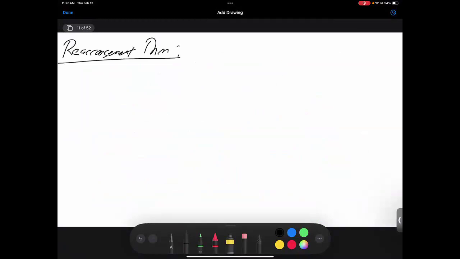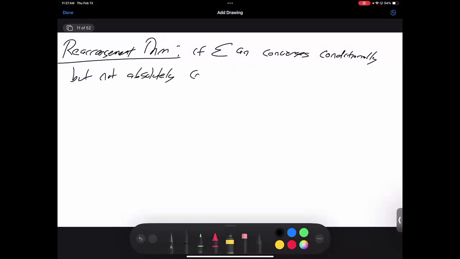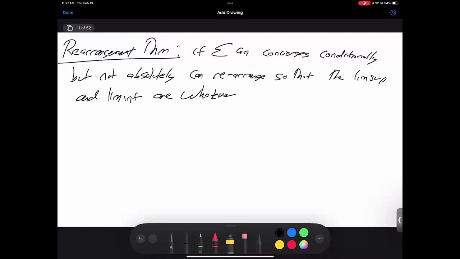So the rearrangement theorem says the following. How many of you have never heard or seen the rearrangement theorem from analysis? Okay, so the rearrangement theorem says if the sum of a_n converges conditionally, but not absolutely, you can rearrange so that the lim sup and lim inf are whatever you want.